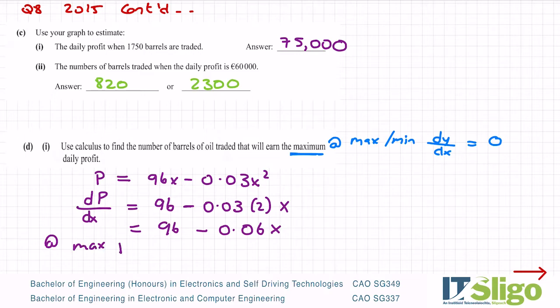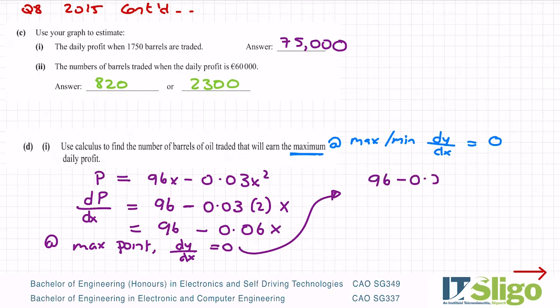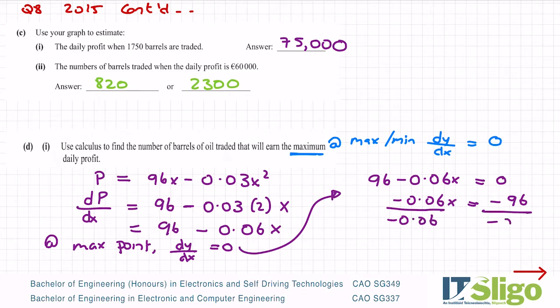So at max point, dy dx is equal to 0. This would always form part of my question. What I'm writing here in purple is exactly how I would answer an exam question. And I will go 96 minus 0.06x is equal to 0. And I want you to solve it now for x to find the number of barrels. And divide across by 0.06. Put that into a calculator. Minus 96 divided by minus 0.06. And I'm getting 1600 barrels for that.